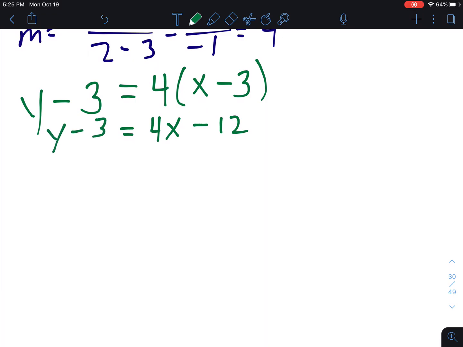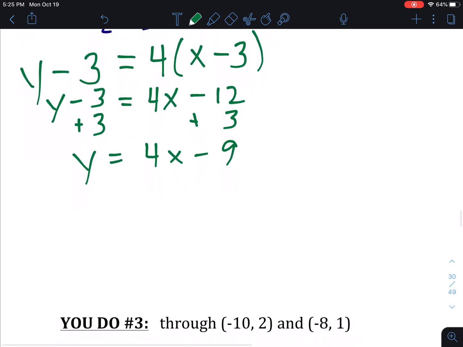Get y by itself, we're going to add 3. So we have y equals 4x minus 9. Now that's slope intercept. I've got to keep going to get to standard form. So I'm going to subtract 4x. Got to move that term to the left side.